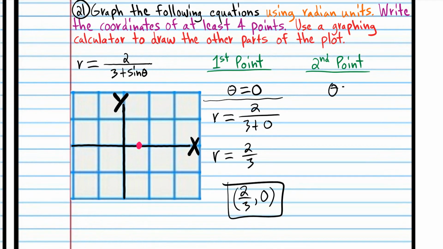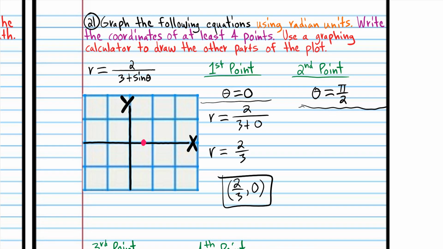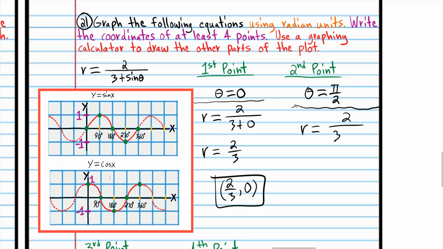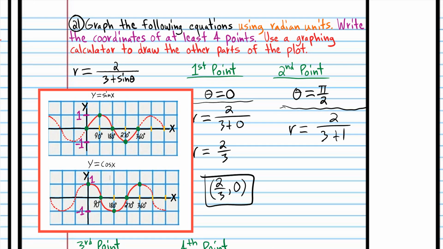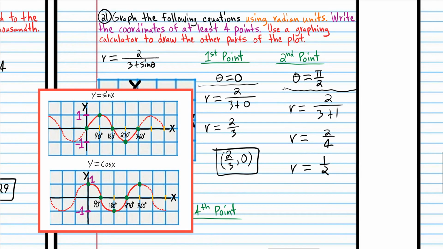So now let's choose another theta value. Let's choose pi over 2. Now again, we have to use radians for our angle units. So 90 degrees is pi over 2. So if we plug in 90 degrees, what do we get for sine? Well, sine is going to be 1. And if we simplify that, we get 2 over 4, which is 1/2. So the point that we're looking for is 1/2 comma pi over 2.